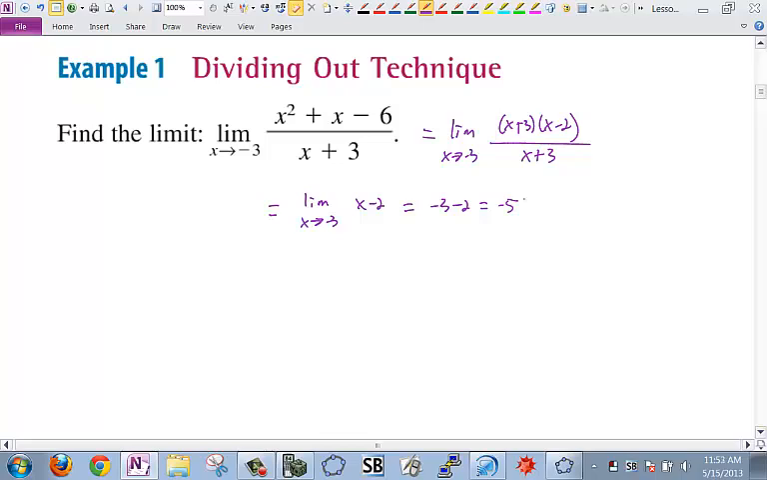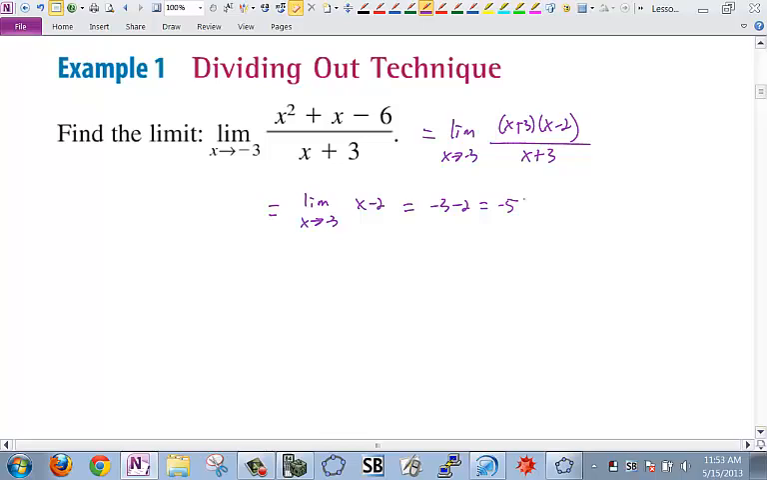Without showing any work, no. I have another question. You have to write the limit. The limit is x approaches -3, and -5 doesn't equal it. It's just a limit. This limit equals -5.